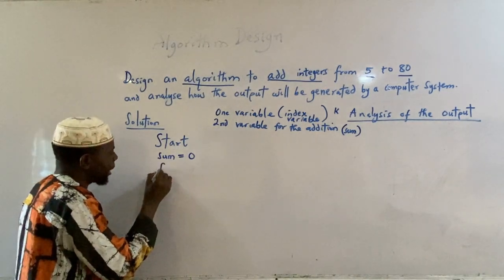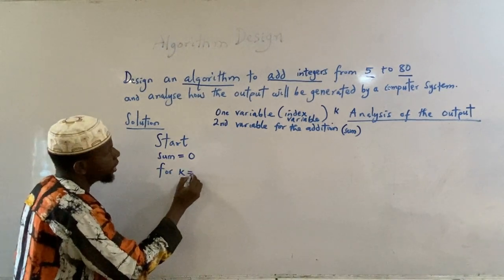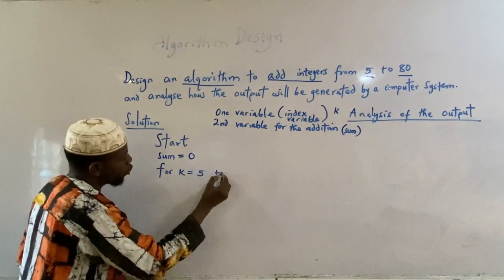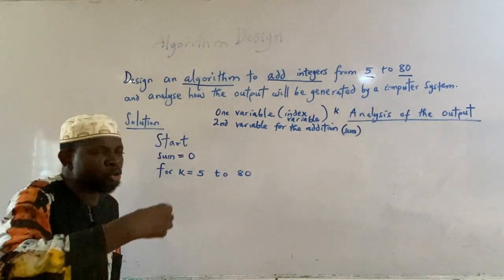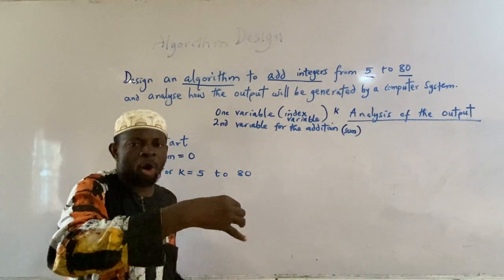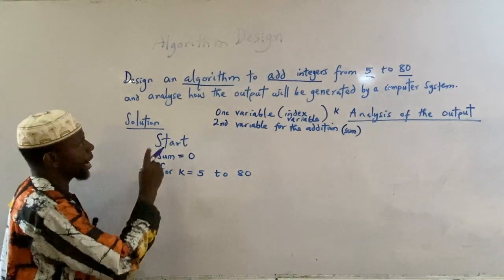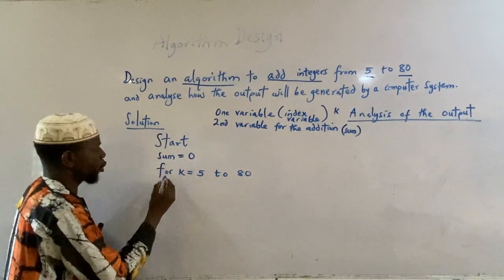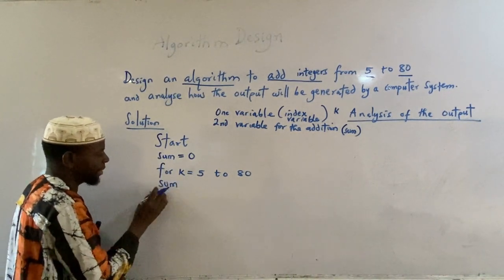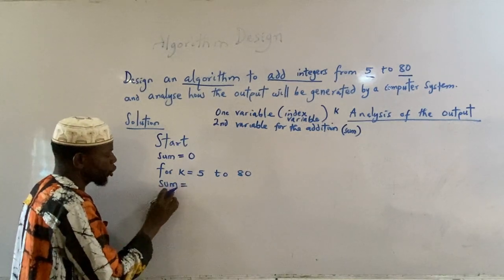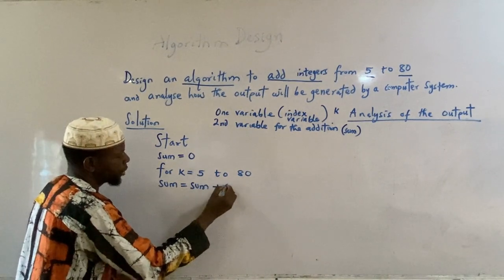After that, I put my for loop and I say for k is equal to 5 to 80. This is the for loop that will allow us to reference each element of the values that have been defined for us in the question. And the question is for us to add. So the variable that I initialized initially will now be: sum is equal to sum plus k.